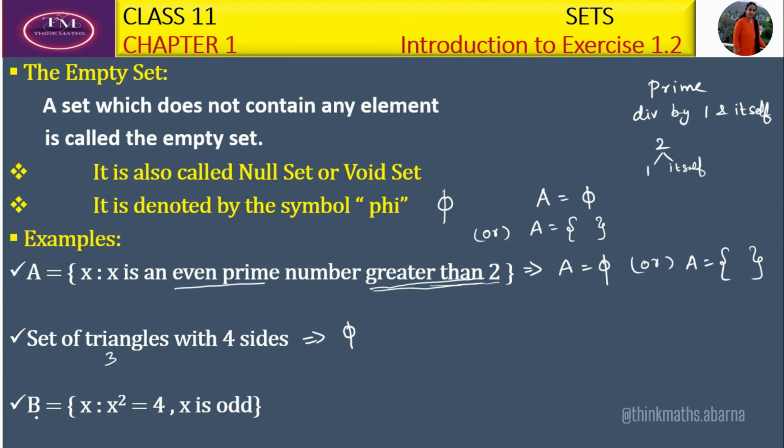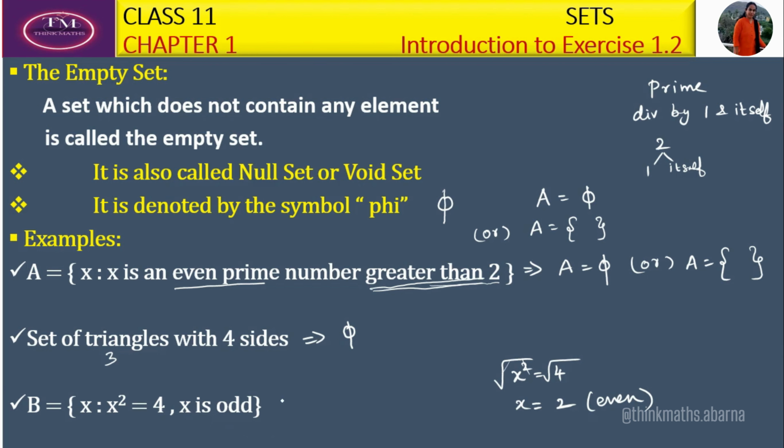Next one. B is equal to set of all x such that x square equal to 4 and x should be odd. So we have to find this solution, where the value of x should be odd. Let us check it. x square equal to 4. To find x, I am going to take square root on both sides. The square root and power 2 get cancelled, so we will get x, and square root of 4 is plus or minus 2. So x is equal to 2 is the only solution. So it is even. We don't have x as odd.